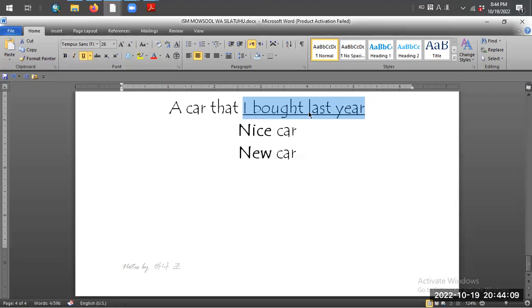I bought last year. So this is jumlah fi'liyah. This is a sentence. So when you have an adjective in a sentence, you need to add "that" or "which". The car that I bought, or the car which I bought, yeah. Something like that.